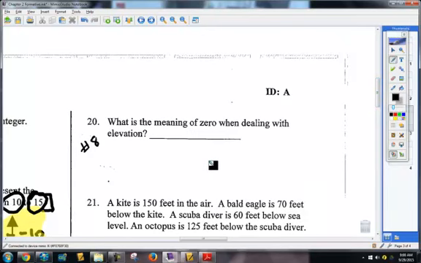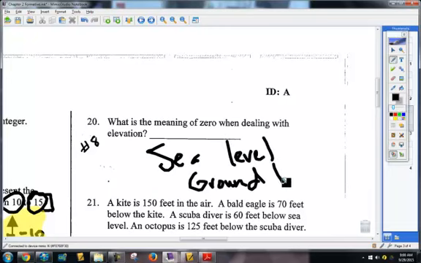What is the meaning of 0 when dealing with elevation? Sea level, absolutely. I'll accept ground or ground level too. Either one. Beautiful. Sea level, ground level. That's where 0 is.